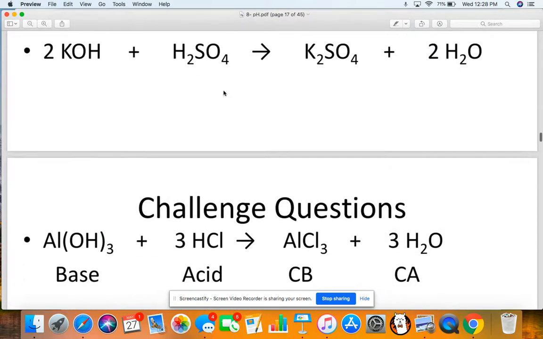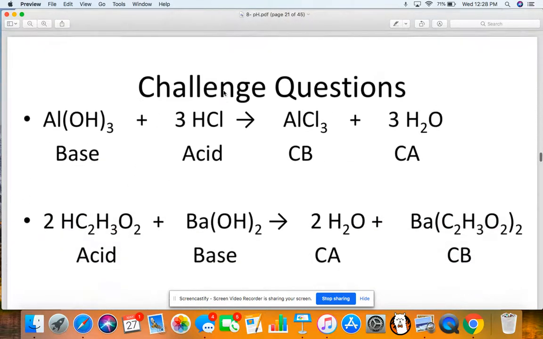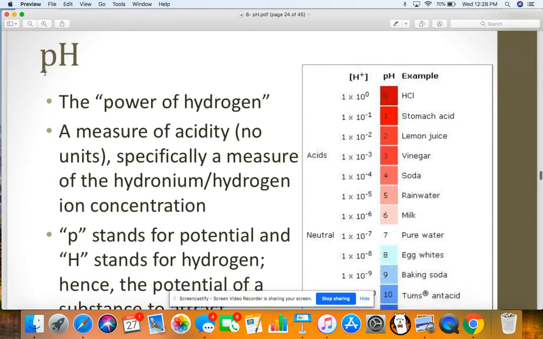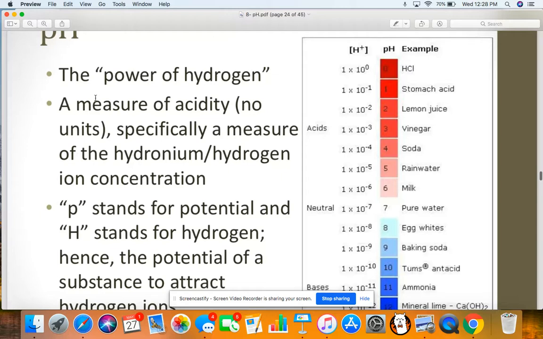Next up, I want to move on to our idea of pH and pH scale. So this is kind of the whole point of the note. We want to go through and talk about what pH actually is and what it means in terms of acids and bases and how we actually measure it. So pH, this lowercase p and this capital H here, actually stands for the power of hydrogen, or sometimes it is referred to as potential hydrogen. So what it does is it measures acidity. So we place things on the pH scale based on how acidic they are.